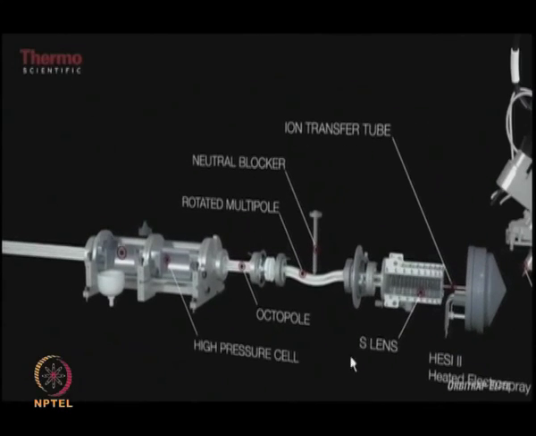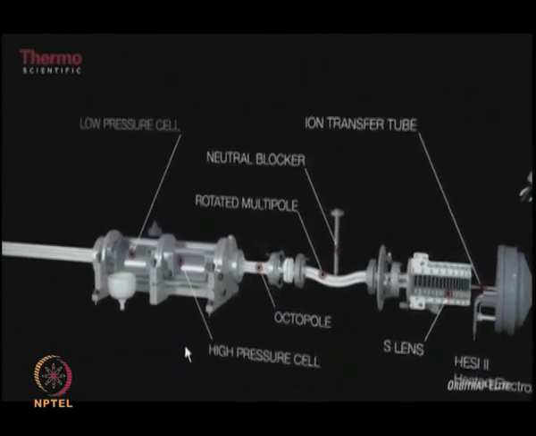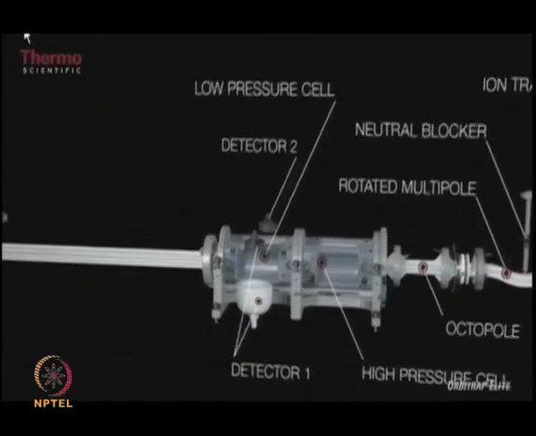After the transfer optics we have the transfer tubes, and we have the neutral blockers which block the neutrals coming from the source. Then we have the octapole, and then the ion trap. In the ion trap we have two cells: one is the high pressure cell, the other the low pressure cell.